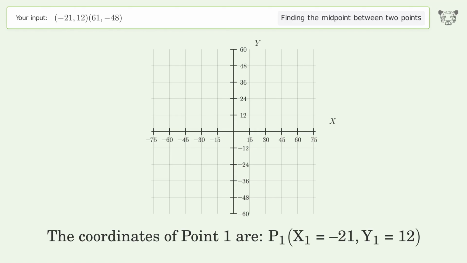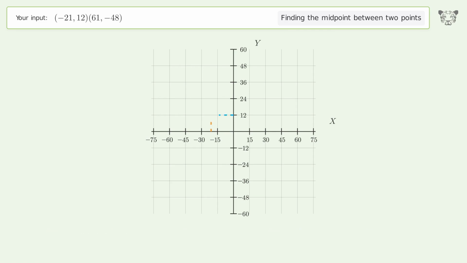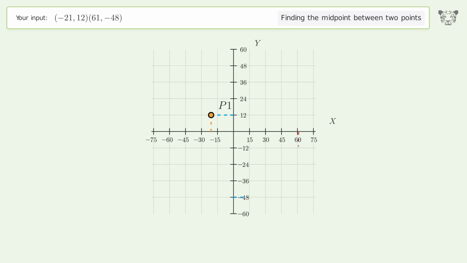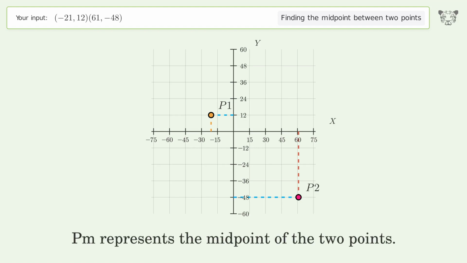The coordinates of point 1 are, x1 equals -21, y1 equals 12. The coordinates of point 2 are, x2 equals 61, y2 equals -48. PM represents the midpoint of the 2 points.